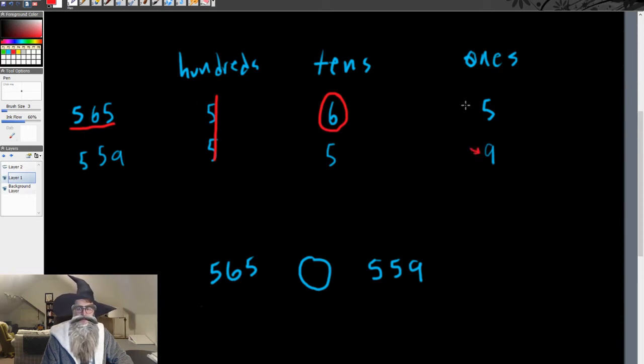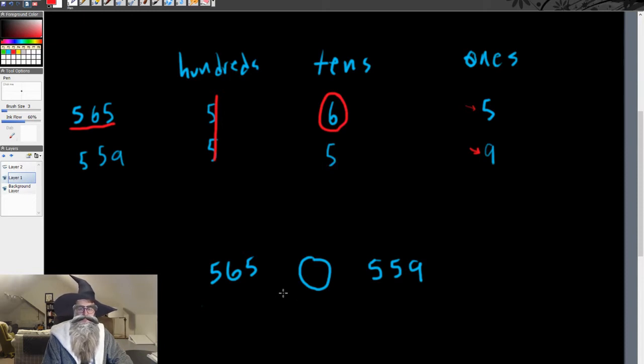even though this 9 is bigger than this 5. It doesn't matter because even if we just look at 59, 59 is less than 65. We have to think, what is the value of these digits? The value of the tens place is more important. It's larger than this value in the ones. So we have to look at our largest place value first.